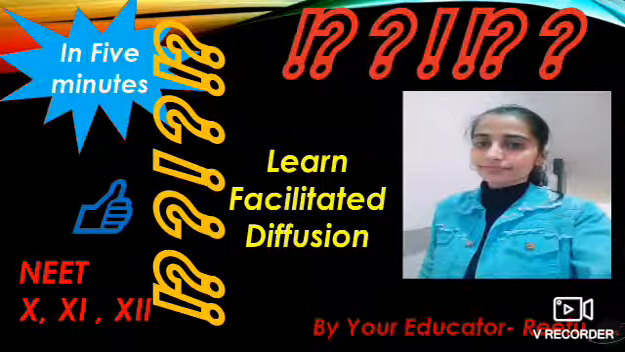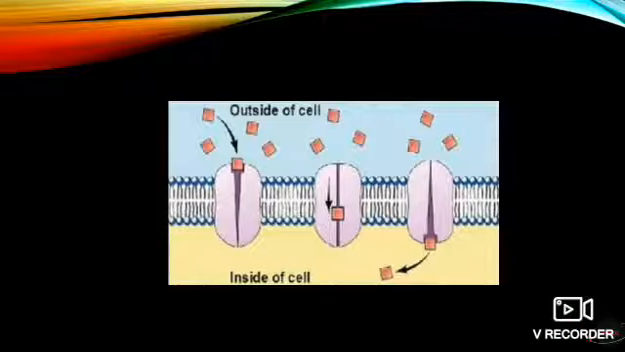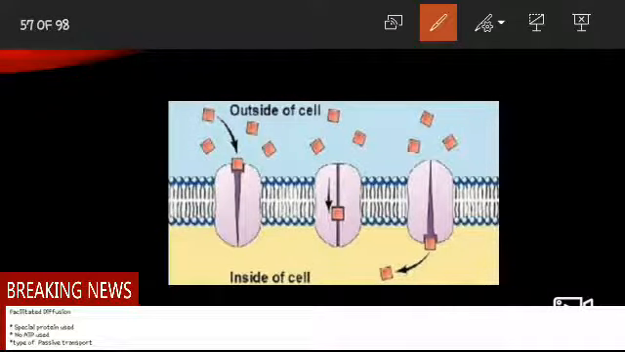In this video, we will learn about facilitated diffusion. So let's get started with its definition. Facilitated diffusion is a type of diffusion in which molecules move from region of high concentration to low concentration by the use of some special proteins.